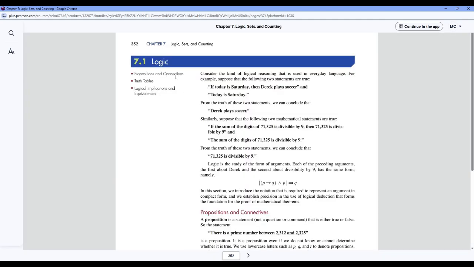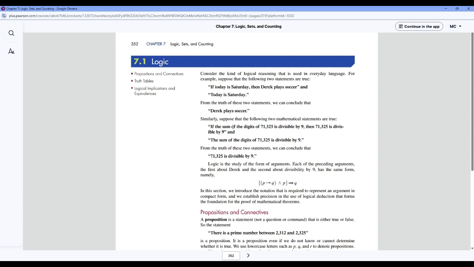All right, so logic. A lot of these are going to be easier to explain with sentences and that kind of stuff. So let's look at the kind of logical reasoning that we use in everyday language. If today is Saturday, then Derek plays soccer. And today is Saturday, which means Derek plays soccer. So this is kind of like a truth table, right? You're making a claim, and then that.